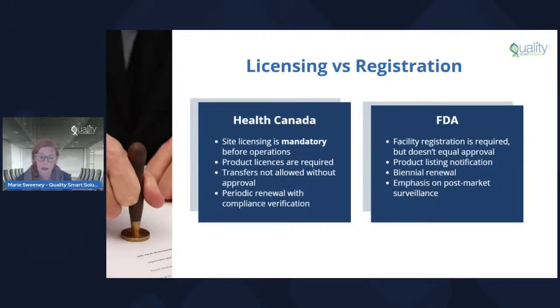The FDA requires facility registration, but it doesn't equal an approval. That will likely happen when they do a surprise audit and show up and check you out. There are also product listing notifications that are essential, biannual renewal requirements, and an emphasis on post-market surveillance.